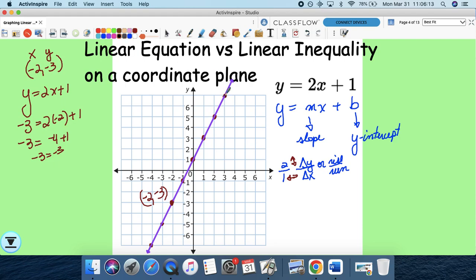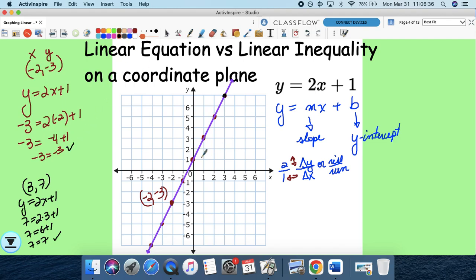I don't know, let's pick this guy here. That looks like (3, 7). So let's try the point (3, 7). Again, y equals 2x plus 1. We're going to go 7 equals 2 times 3 plus 1. 7 equals 6 plus 1. And again, 7 equals 7. And again, it's a solution to our equation.